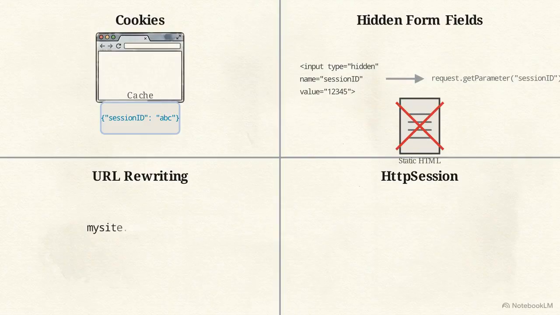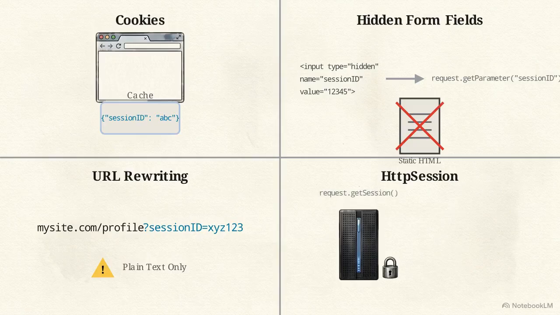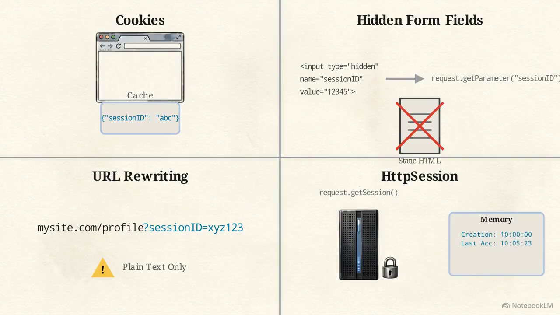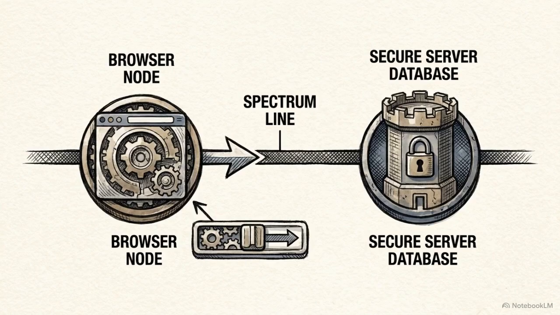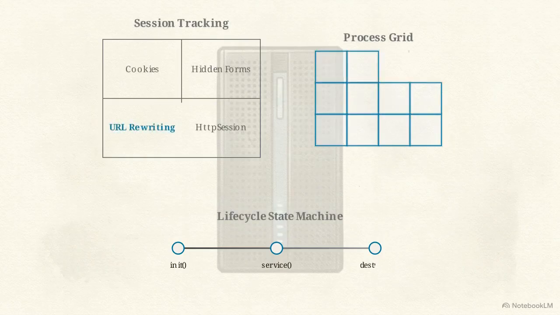The third method, URL rewriting, fixes this. A token with a name-value pair separated by an equal sign is appended directly to the hyperlink. This URL fallback works if browsers disable cookies, but requires clicking a link and only transmits plain text. The final method is the HttpSession interface. Using the getSession API, the server creates a dedicated memory block, tracking precise creation and last access times. These 4 techniques offer a spectrum of architectural choices, allowing developers to trade off between lightweight browser-side storage and highly secure server-side memory allocation. This architectural map combines these concepts into the complete servlet execution pipeline.